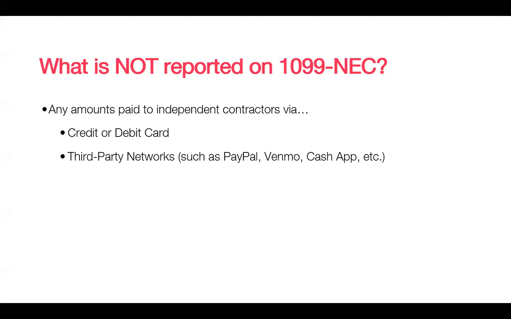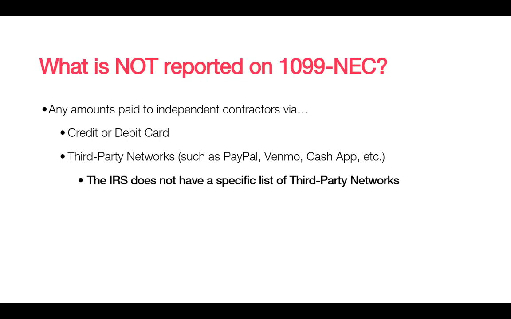Also, if these vendors of your clients are being paid by PayPal, Venmo, Cash App, there's a whole bunch of those that are considered third-party networks by the IRS. The downside is the IRS does not give us a list of all those different third-party networks. They just use a term called the payment settlement entities.